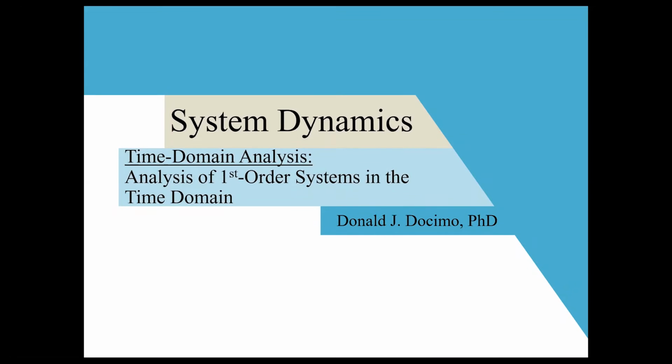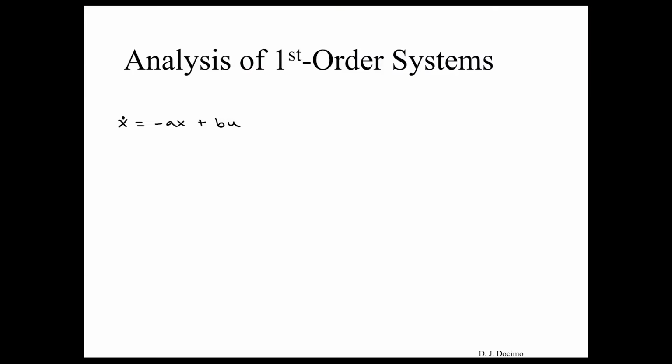Okay, this video is going to cover analysis of first-order systems in the time domain. So let's start with our typical first-order system: x dot is equal to negative a times x plus b times u. So what is the eigenvalue for this system?